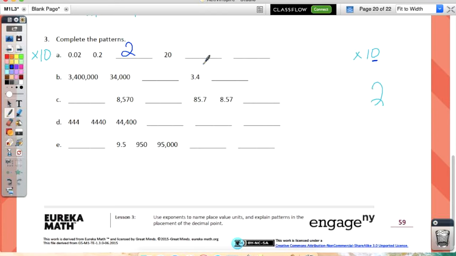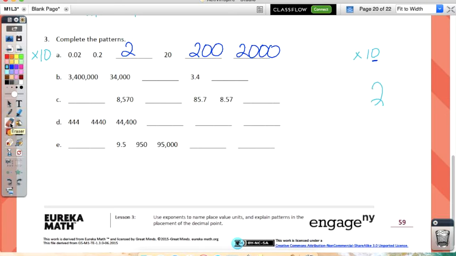I'm going to call on someone. Is it the decimal trick or the 0 trick? Melina. Very good. So if I multiply by 10, what do I do? Add a 0 to the end. So I add a 0 to the end of 20. What do I get? 200. Good. And if I add a 0 to the end of 200, what do I get? 2,000. Okay? This is fun.